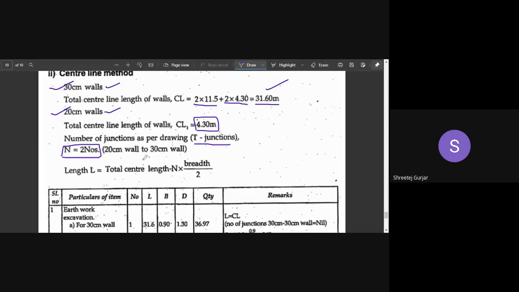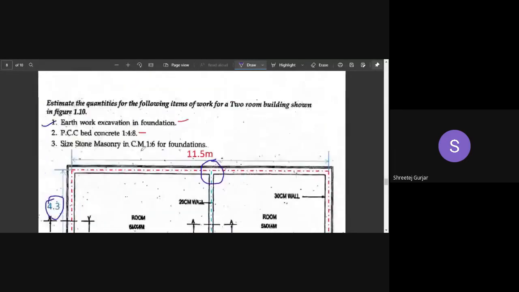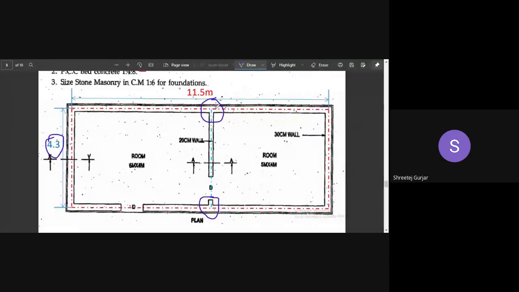So this is 20 centimeter wall to 30 centimeter wall. So how is this junction? 20 centimeter wall is getting into 30 centimeter wall, right? So in this junction, you can see this 20 centimeter wall is getting into 30 centimeter wall. Here also it is the same, this 20 centimeter wall is getting into 30 centimeter wall.